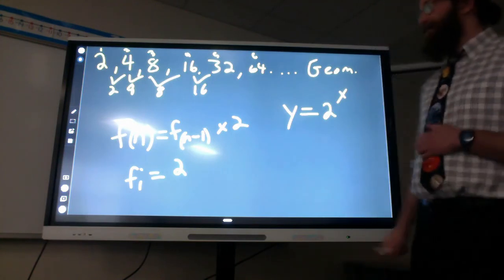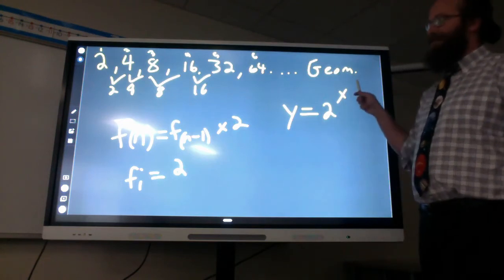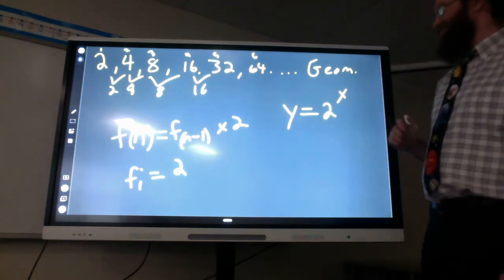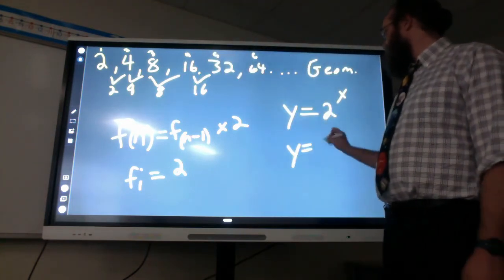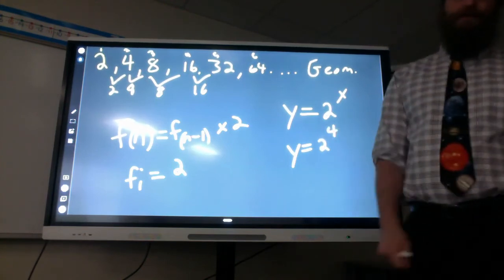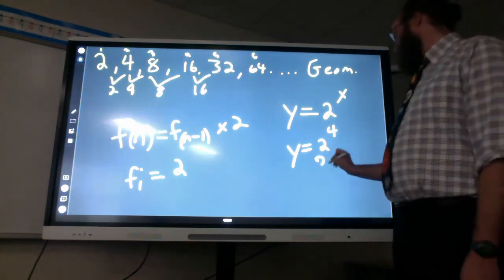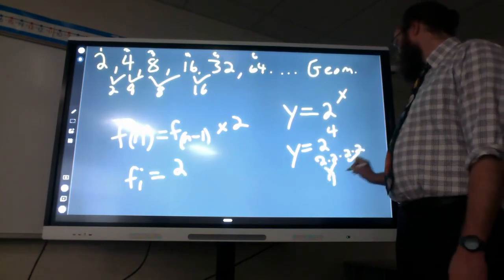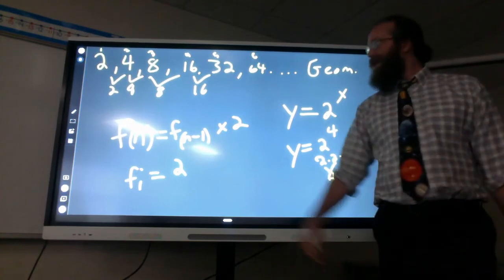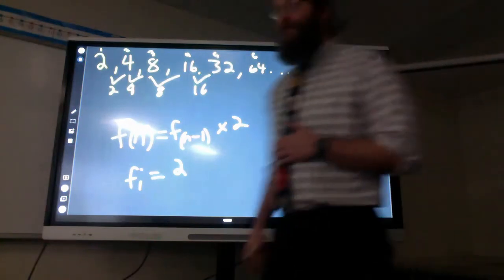Does that work? So at step 1, we plug in a 1 value for our x. 2 raised to the first power is 2. It works for this first step. Let's try step 4. We plug in a 4 for our x value. 2 raised to the 4th power is 2 times 2 times 2 times 2, or 4 times 4. And 4 times 4 is 16, so we know that our explicit equation works in this case. Awesome.